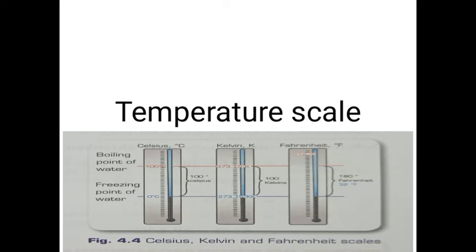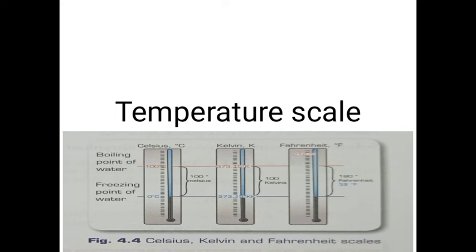Number 2 is Kelvin temperature scale. Kelvin thermometer scale was invented by Lord Kelvin in 1848. It is denoted by capital K. Kelvin thermometer has 100 equal parts. The expression which is used to convert Celsius scale to Kelvin scale is K = degree Celsius + 273.15.